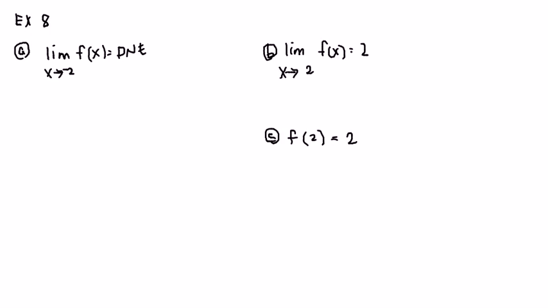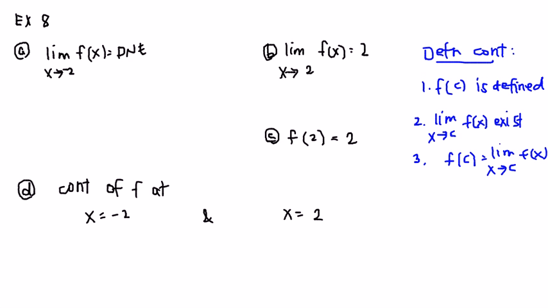Okay, so I really just wanted to get to part D, when we're asked to discuss the continuity of f of x at x equals 2 and at x equals negative 2. The first thing I want you to notice is that on the previous page we have a definition for continuity that says f of c is defined, the limit at that c value exists, and that part 1 and part 3 are the same thing.